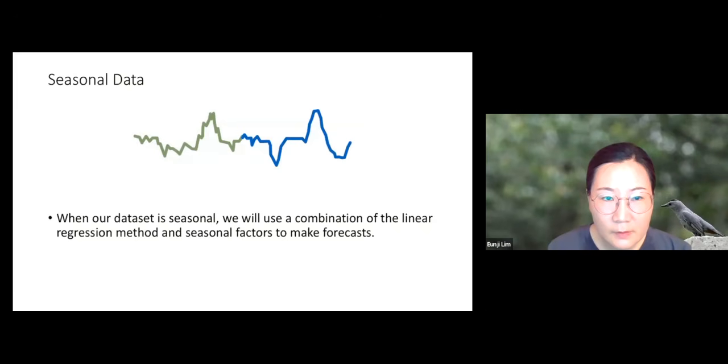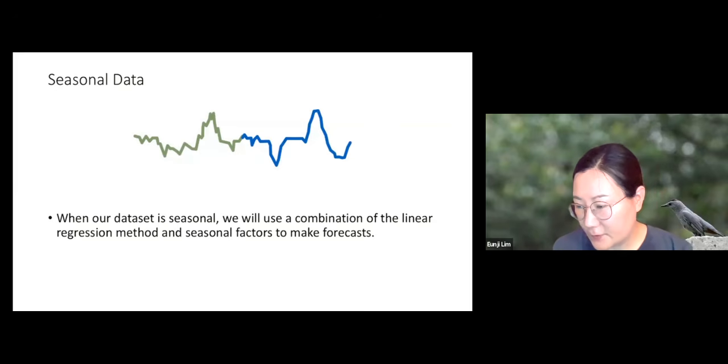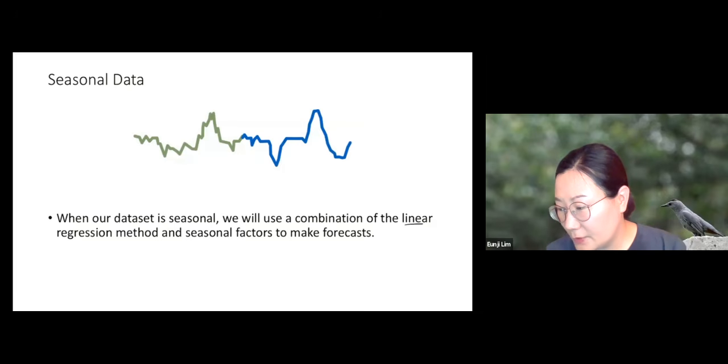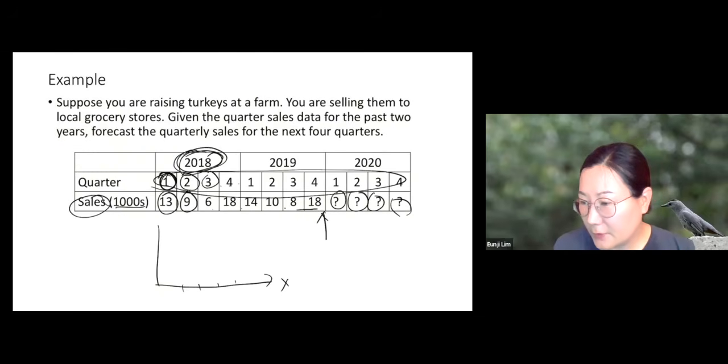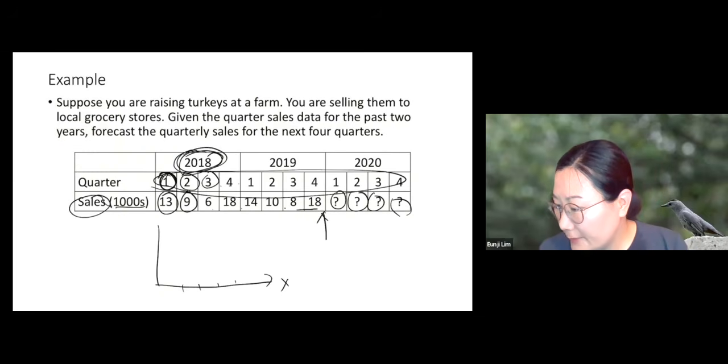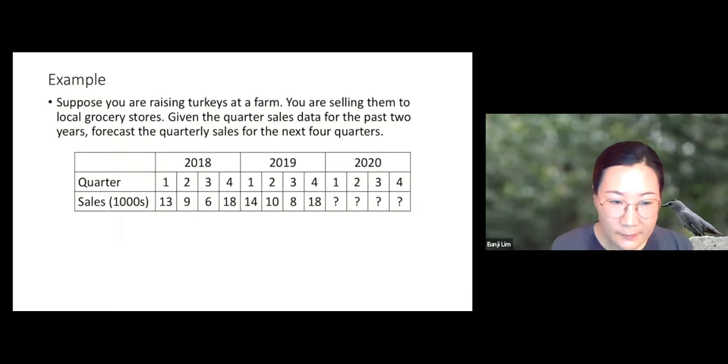Hello, everyone. Today we're going to cover Chapter 4, Part C. We're going to focus on how to make a forecast when your data set is seasonal. So when your data set is seasonal, we're going to use a combination of the linear regression method and the seasonal factors to make forecasts. I'm going to take the following example and show you how to make a forecast.